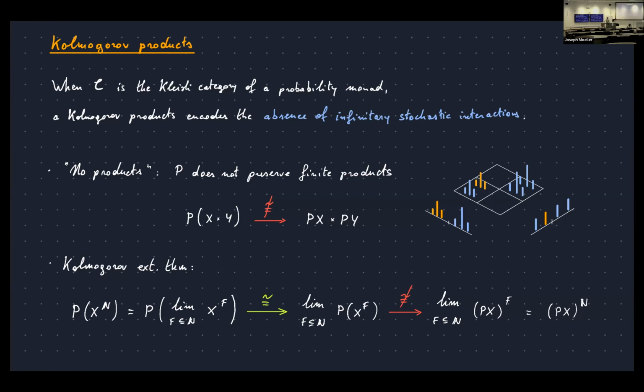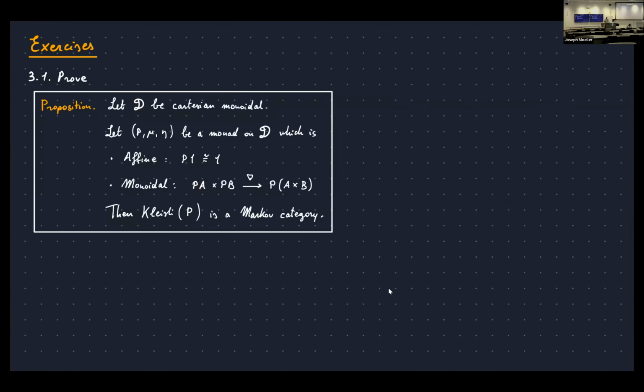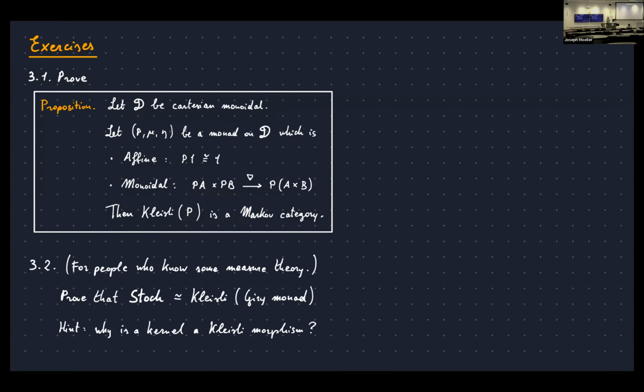All right, let's pause here again. We do 5 minutes of exercises and then we're going to have a conclusion. First one: prove that the Kleisli category of probability monads is a Markov category. Second one, if you know measure theory: prove that Stoch is the Kleisli category of the Giry monad.